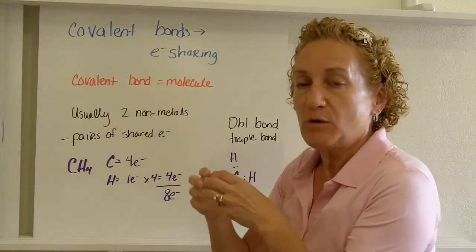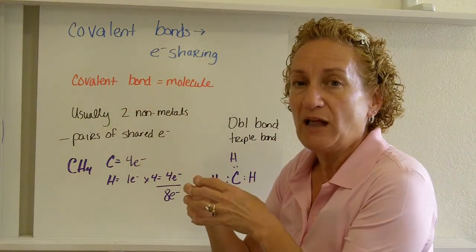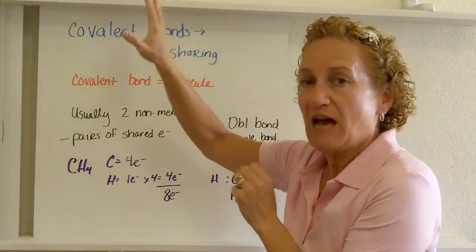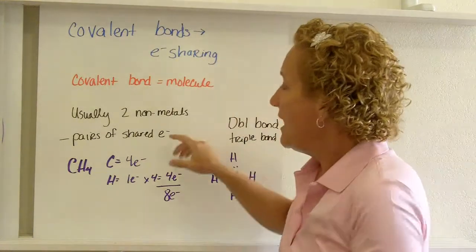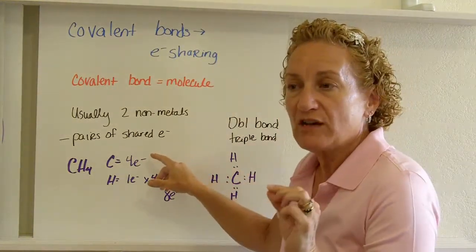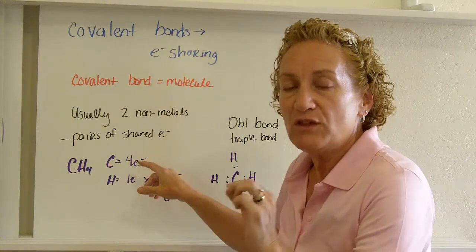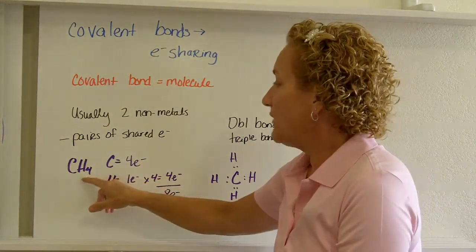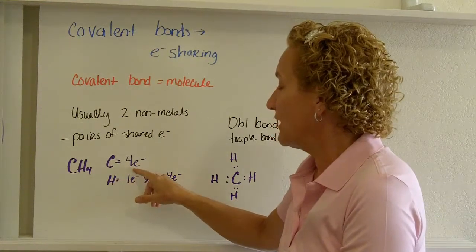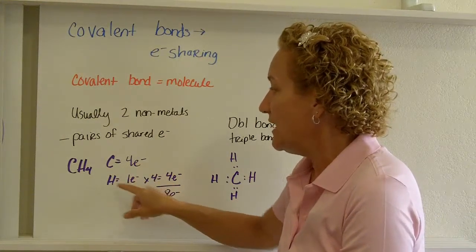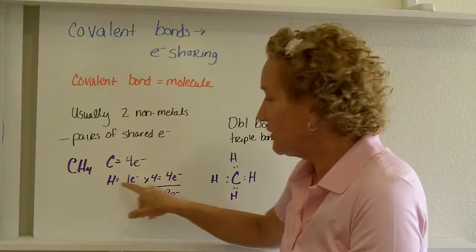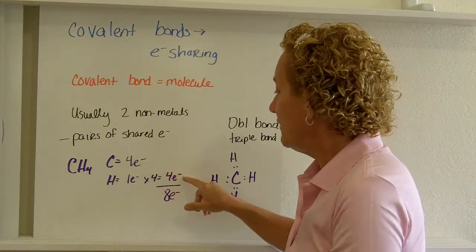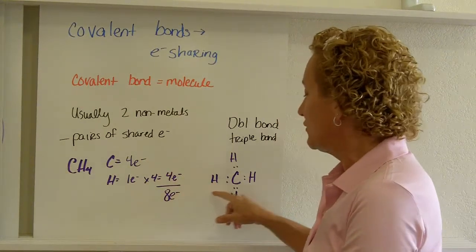When you have things that form a covalent bond, the thing that you get is called a molecule. It's usually 2 nonmetals, so things in the top right of the periodic table right here. And we usually talk about pairs of shared electrons. And there can be more than 1 pair that is shared. So let's try methane, CH4. Carbon has 4 electrons. Hydrogen has 1. But you see when you count atoms, I have 4 hydrogens. So I actually have a total of 4 electrons to work with. 4 from carbon, 4 from hydrogen gives me 8 electrons total.